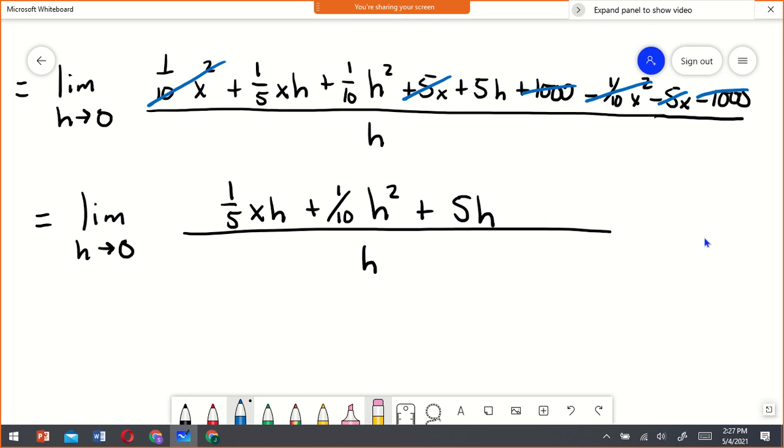So this is working with that difference quotient. These numbers are a little big and we got some weird fractions, but it's the same steps we've been doing. Next, take out the greatest common factor.